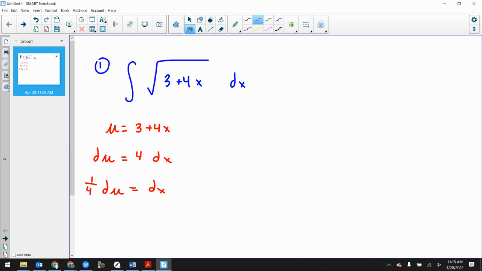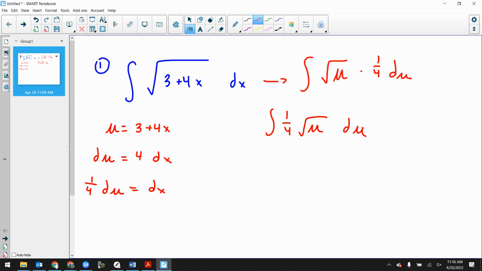So now I can put that in for dx. This is going to turn into the integral of the square root of u times 1/4 du. Thank you. All right, so now I bring that 1/4 in front. I like to write it like this before I get going. Now, let's take that square root and turn it into a power. So 1/4 u to the 1/2 power du.